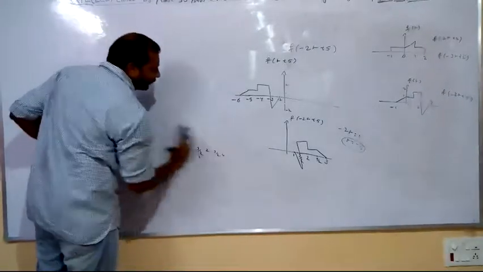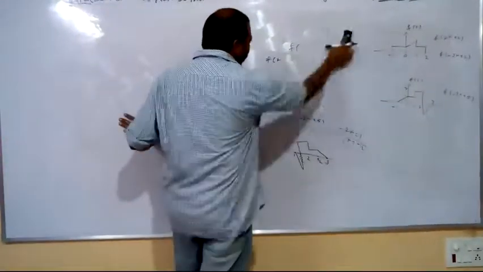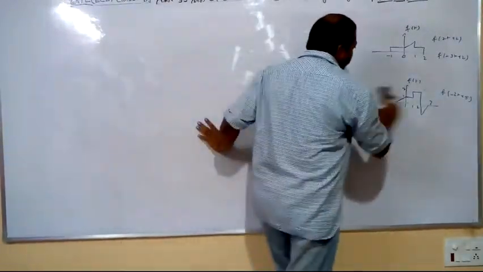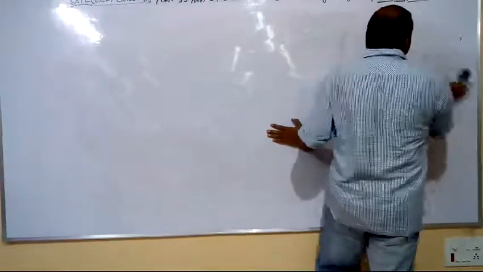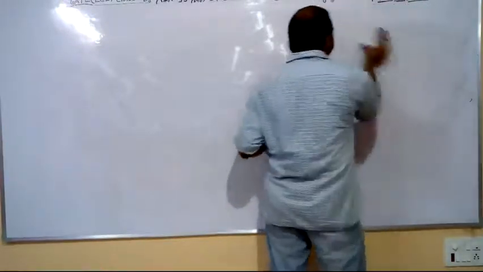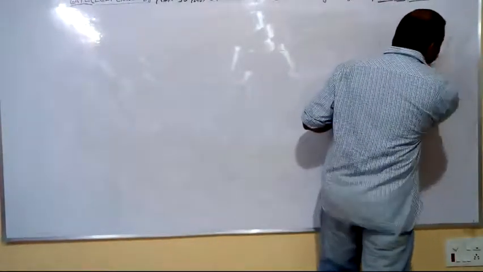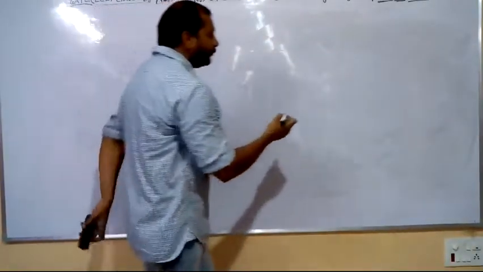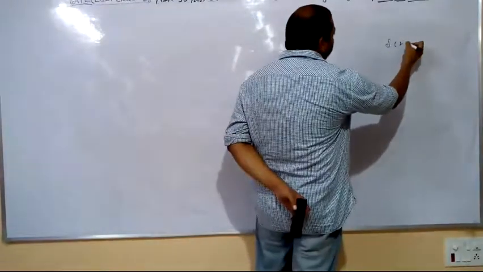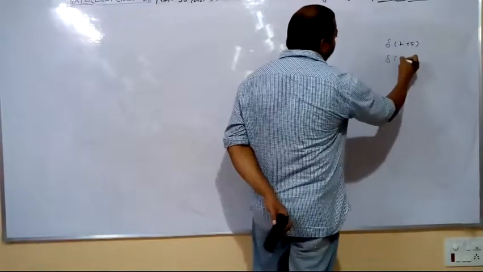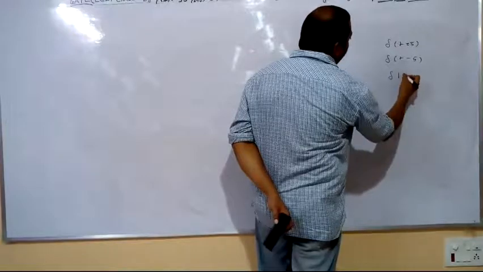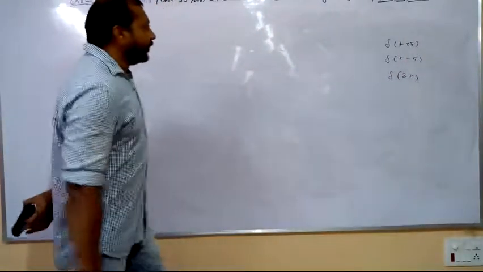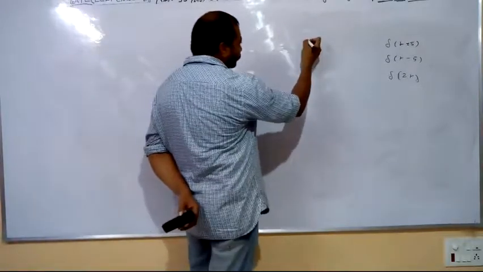Now write down the expression for del of t minus 5, del of t plus 5, and del of 2t. The same shifting operation with respect to the impulse. Simple question, write down del of t plus 5, del of t minus 5, and del of 2t.